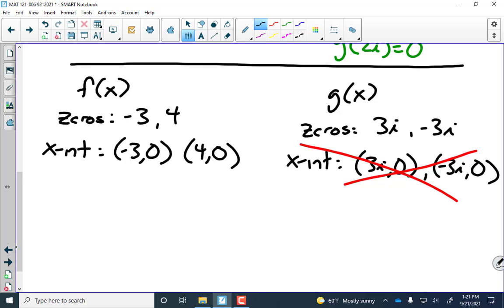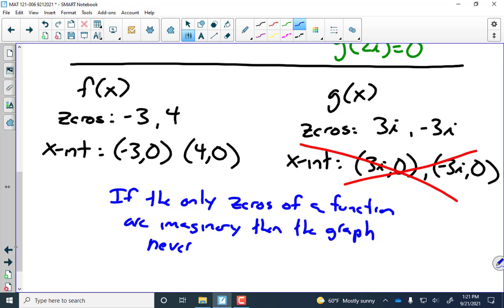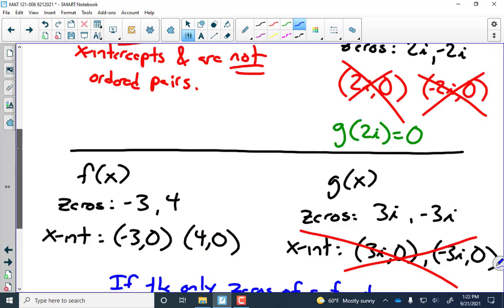In fact, we can even say this. If the only zeros of a function are imaginary, then the graph never touches the x-axis. If the only zeros of a function are imaginary, then the graph will never touch the x-axis. And that is not as profound as you might think. In fact, we already saw an example of that.